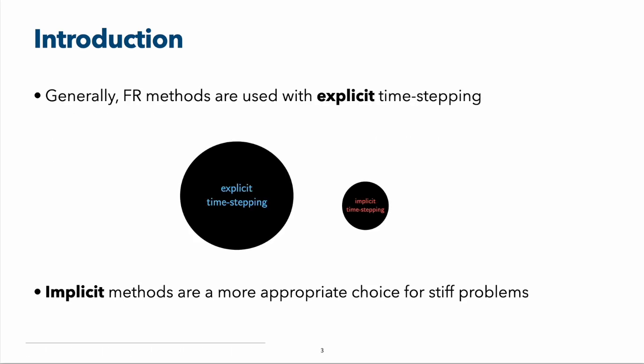Generally, flux reconstruction methods are used with explicit time stepping due to their conveniency in terms of implementation, as well as the computational cost. But we know that these explicit methods can require prohibitively small time step sizes to maintain stability. So in applications where we have high numerical stiffness, implicit methods are preferred.